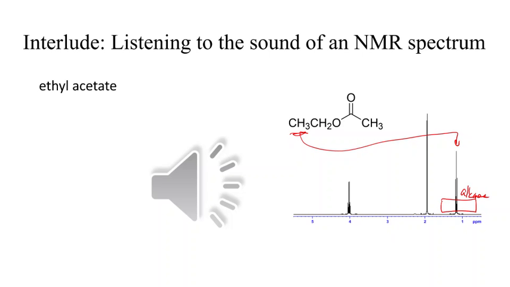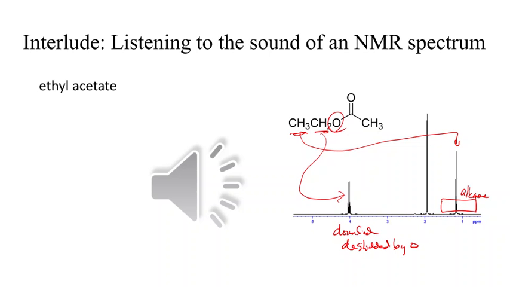But associated with it is also a CH2, and that CH2 is way over here at 4, much further downfield, because it is de-shielded by the O. This oxygen is pulling electrons toward it, and the result is the CH2 is moved downfield.